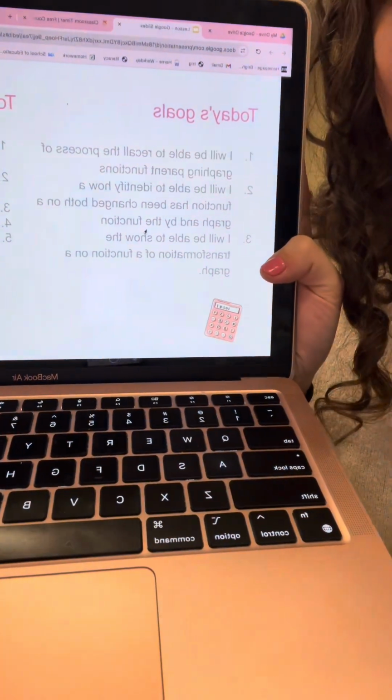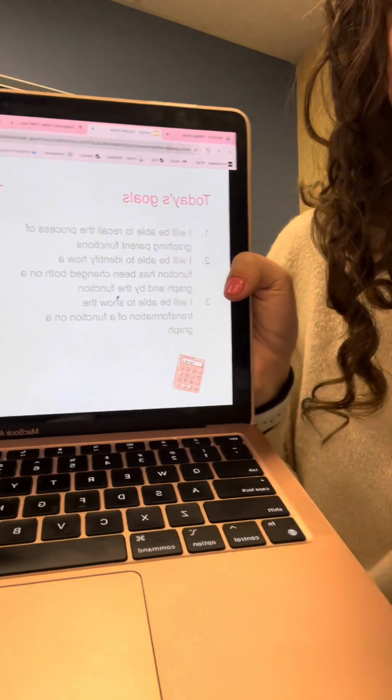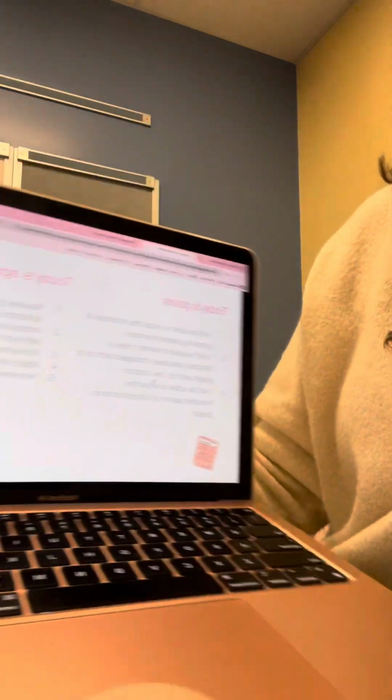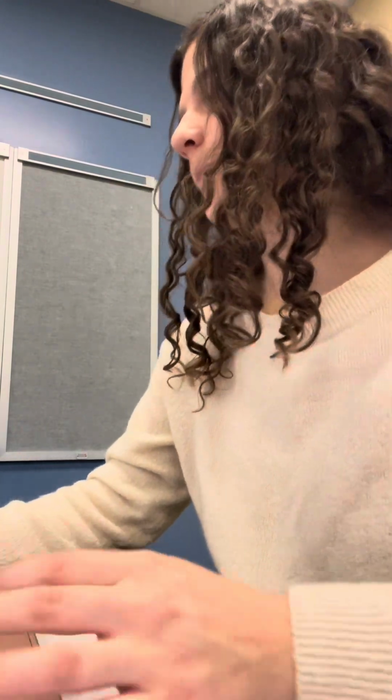Over here, I have my goals for the day. This is just so students can know ahead of time what the expectations are. And then I have my agenda. That allows students to understand how we're going to reach those goals, and it just is a nice thing to follow along just to see where we're at with time.